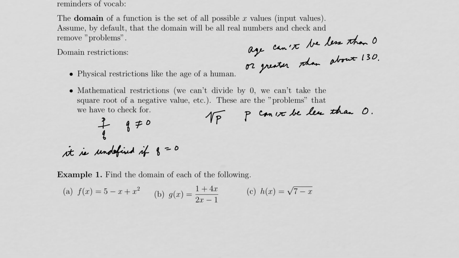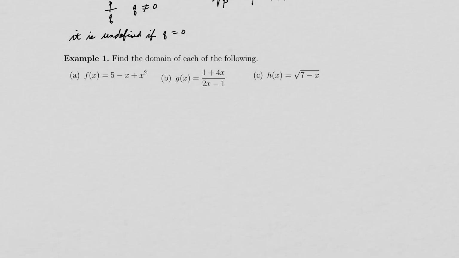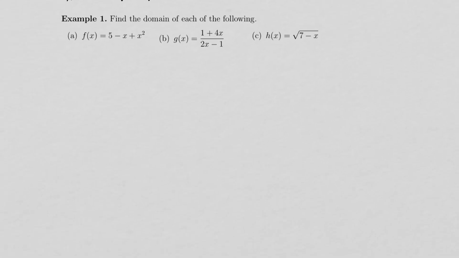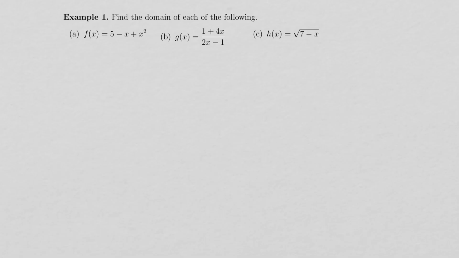Okay, so this will make more sense with some examples. So let's do some examples here. Let's say I'm given 3 different functions and I want to find the domain of each of these functions. So the first one is just a basic quadratic function: f of x equals 5 minus x plus x squared. Well, there are no restrictions on the input, right? X can be anything, and if you plug in that value, you're going to get one particular output value. So for any input, you get exactly one output.